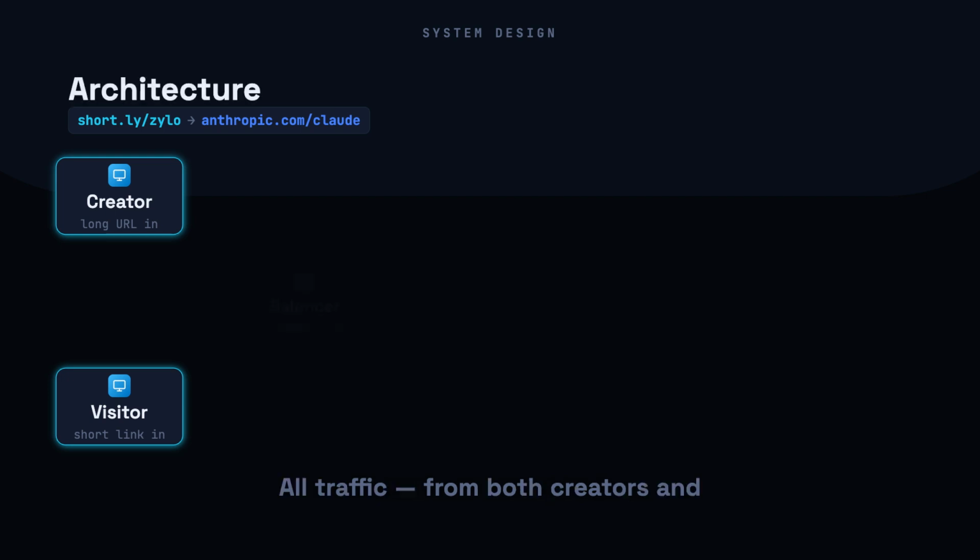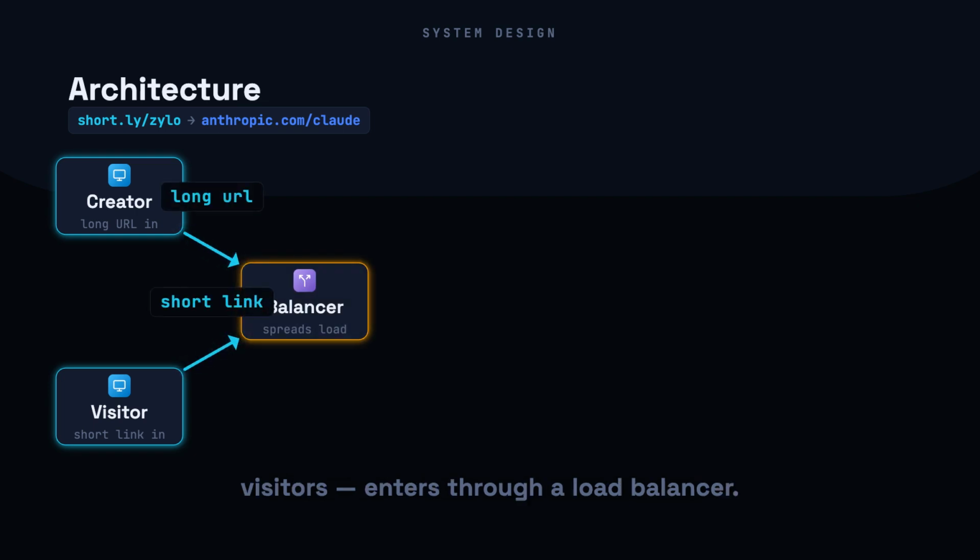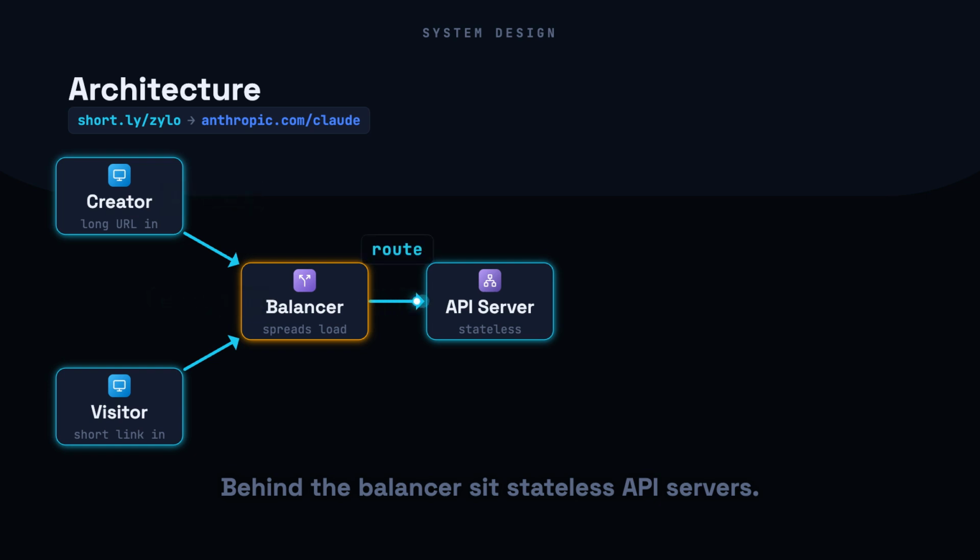All traffic, from both creators and visitors, enters through a load balancer. This single front door lets us add or remove API servers behind it without the caller ever noticing. Behind the balancer sit stateless API servers. Because no server holds any in-memory session data, any server can answer any request. That is exactly what makes adding more of them later completely seamless.